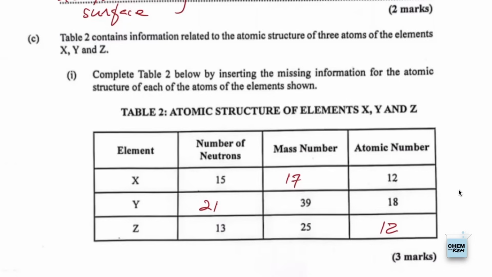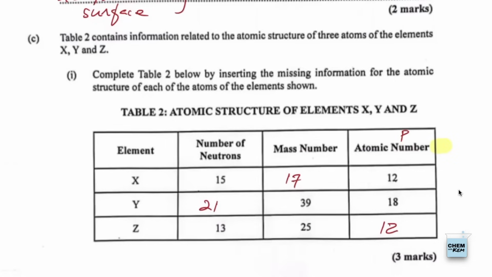The sum of the protons and the neutrons gives us the mass number. If we know the atomic number is also the number of protons, so atomic number is the proton number, and we have the neutron number. So protons plus neutrons will give us the mass number.